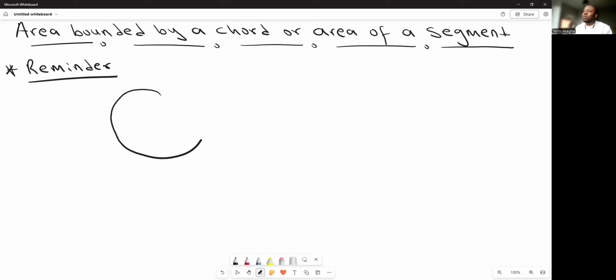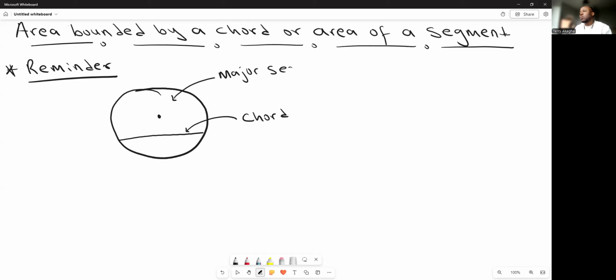So if you have a circle, okay, and you have a line going through it, now, if this is the center, any line going from one point of the circumference to another point is what we call a chord. Now, the bigger part is what we call the major segment, and the smaller part is what we call the minor segment.